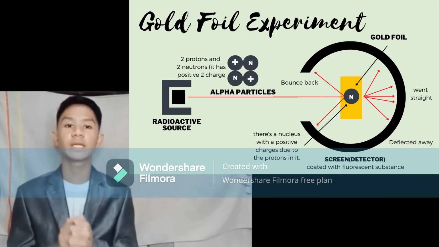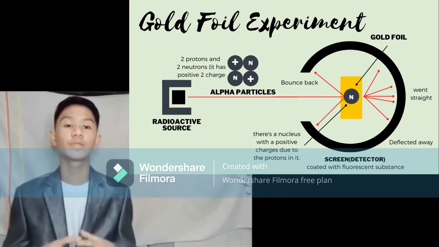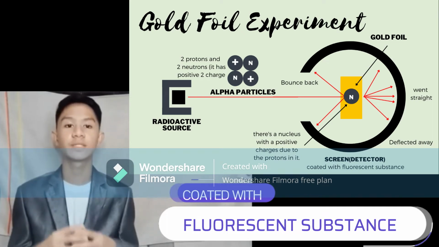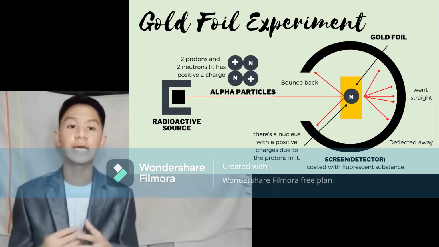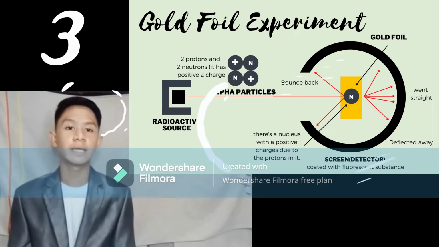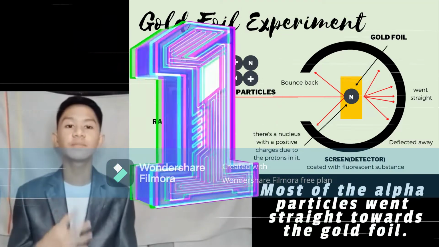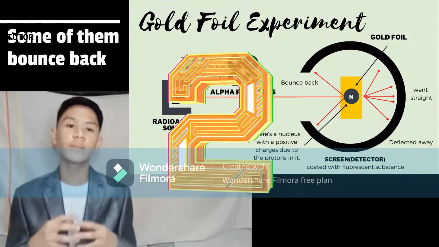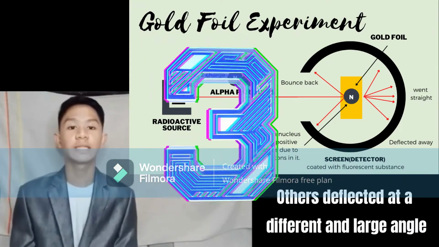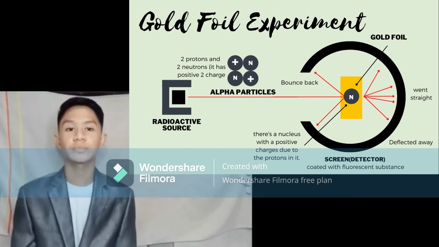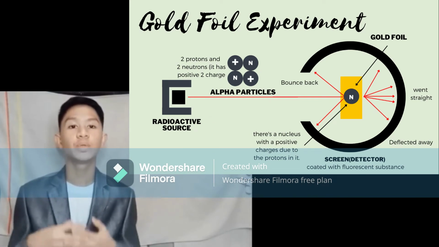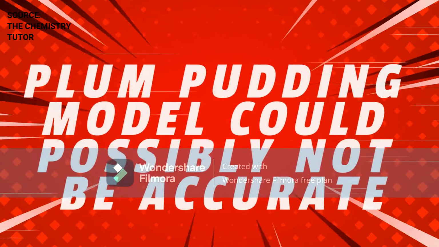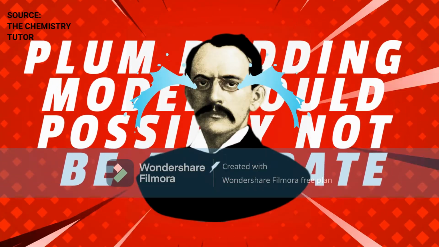Rutherford beamed it in the direction of the gold foil, and there was a detector surrounding the gold foil that had been coated with a fluorescent substance to retain alpha particles inside the detector. After experimenting, he discovered three things: most of the alpha particles went straight through the gold foil. However, some of them bounced back, while the others deflected at a large angle. So, he came to an important conclusion based on it, and he also realized that the plum pudding model could possibly not be accurate.